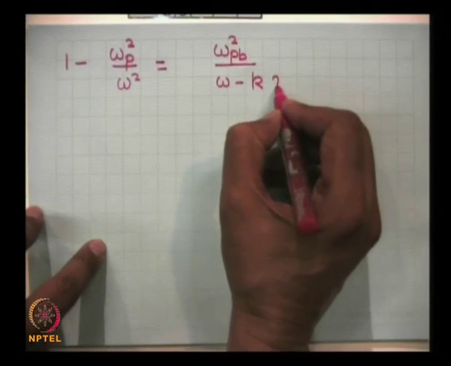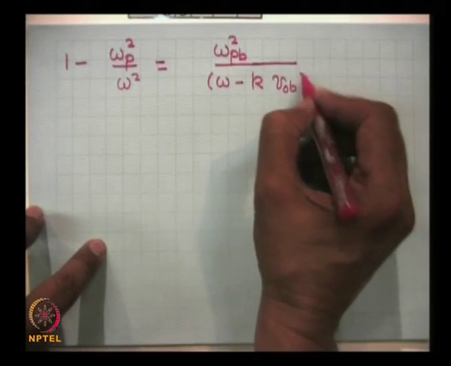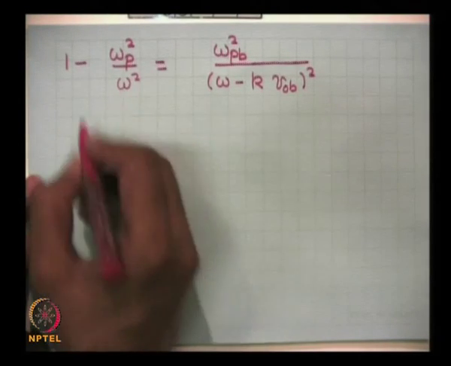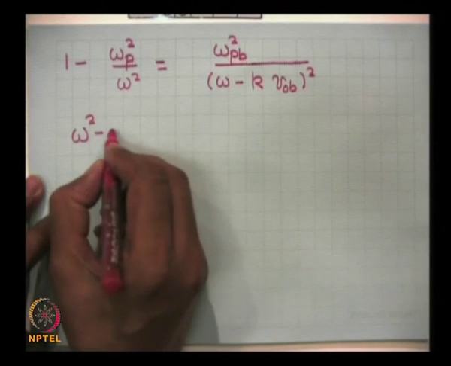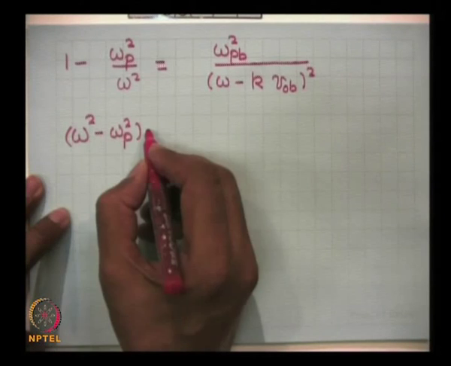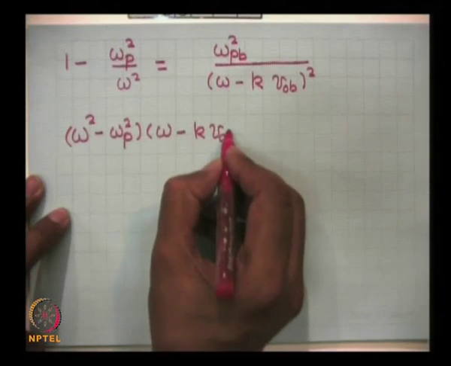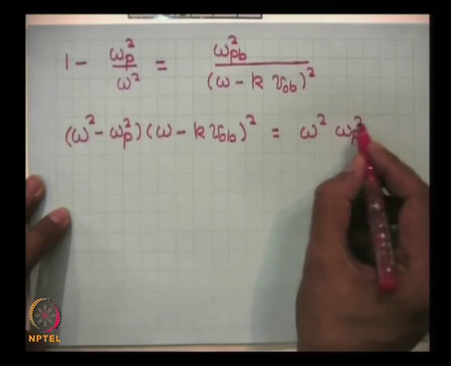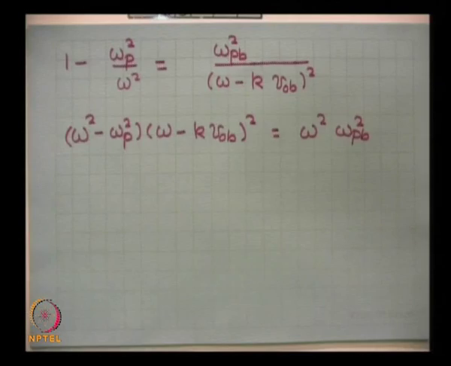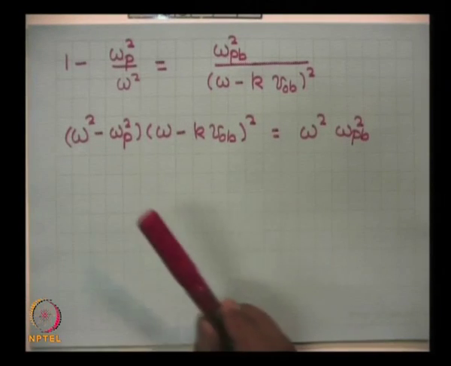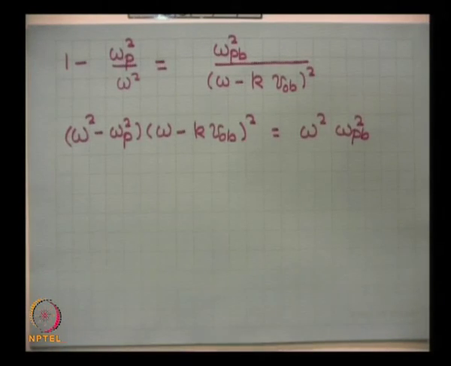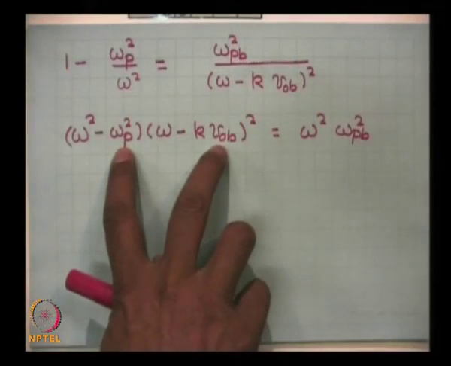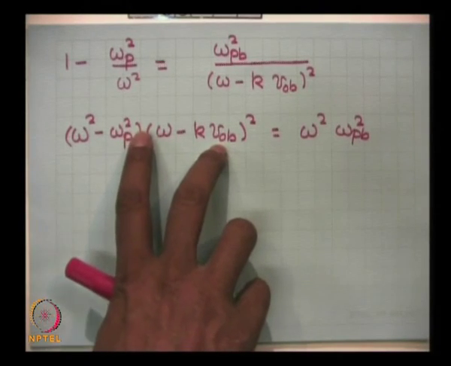Omega minus k V0b whole square. I can take LCM here and rewrite this equation as omega square minus omega P square into omega minus k V0b square is equal to omega square into omega Pb square. Well, this equation is fourth order in omega, and it is very difficult to solve for arbitrary values of k. For a special value of k, its solution is simple, and first of all I would like to find out that the case for which this equation is solvable analytically, that is also the case of largest growth rate.